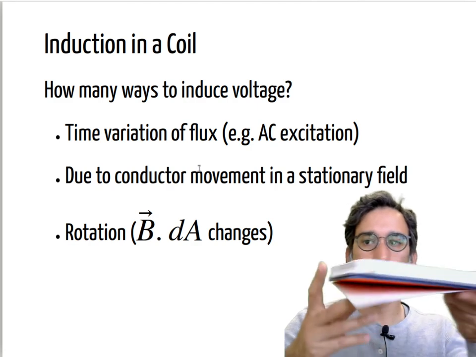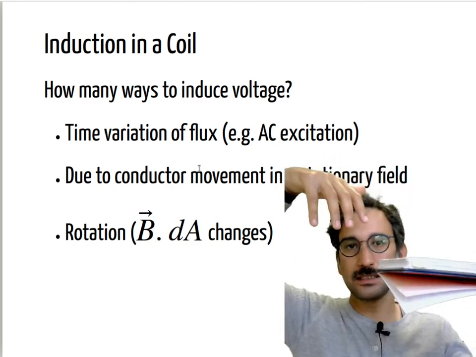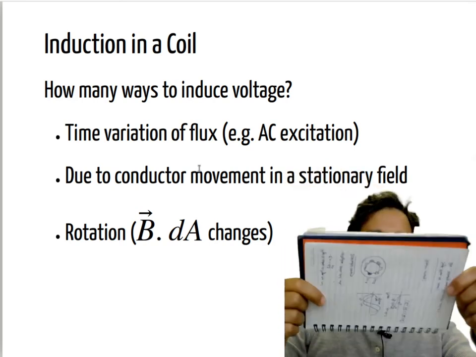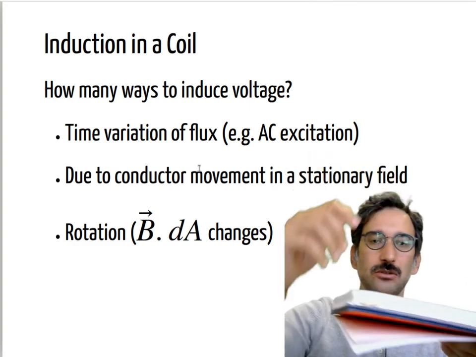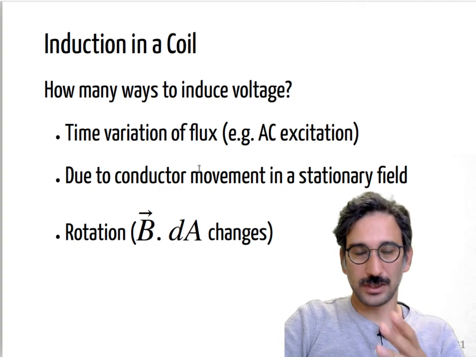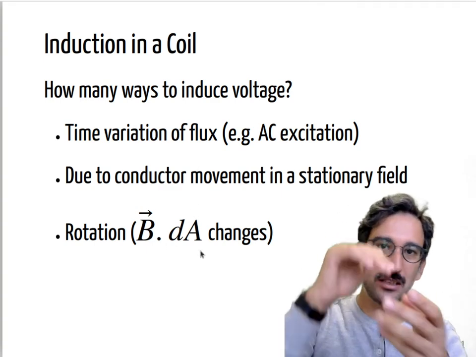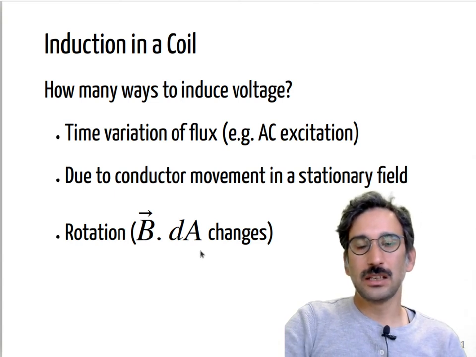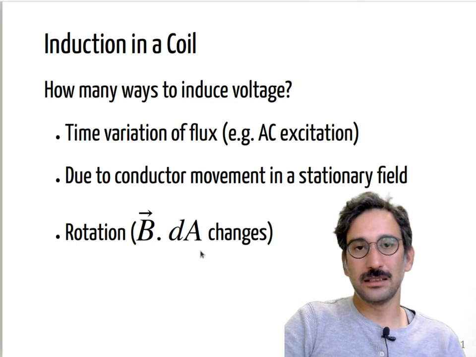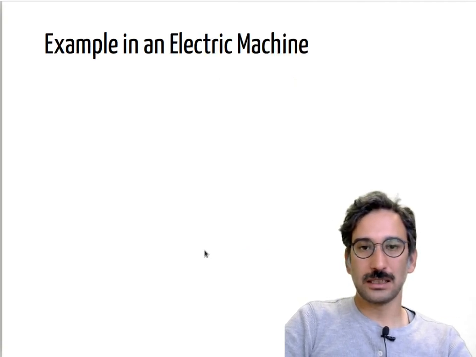Okay, the other one can be the rotation. Again, you can have a coil and you can have some constant magnetic field. It doesn't have to move linearly, but if it rotates, the flux linking that coil will be changing. So even if the magnetic flux is constant, our dA term here is changing due to rotation, so we will induce some voltage. And actually we will see that is like the main idea of AC motors, the rotation inside a magnetic field.